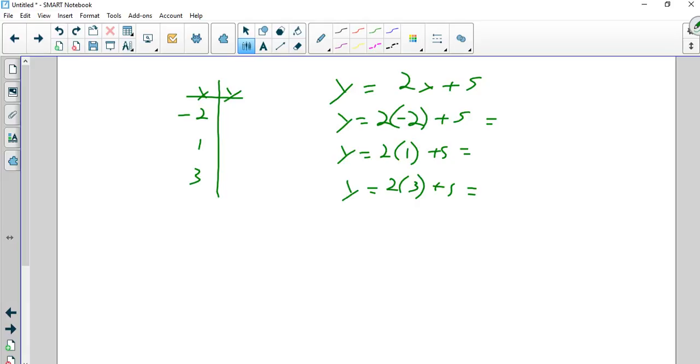So the first one, 2 times -2 is -4. 5 minus 4 is 1. 2 times 1 is 2, plus 5 is 7. 2 times 3 is 6, plus 5 is 11. And then you could go ahead and put those points on a grid and connect the dots, and you would have a line. Now, you can know it's a line already because your x value is to the first power. And that's always going to be a linear equation.